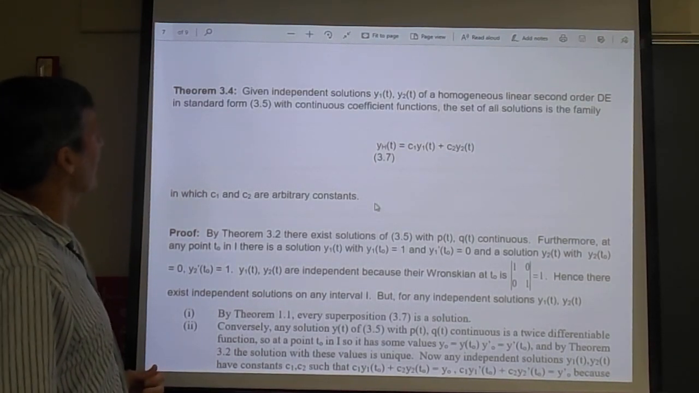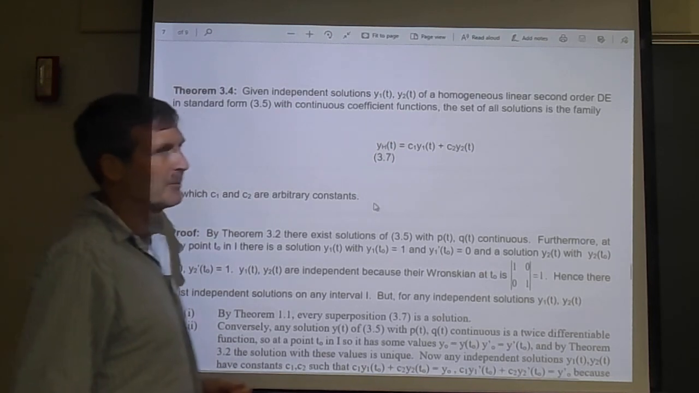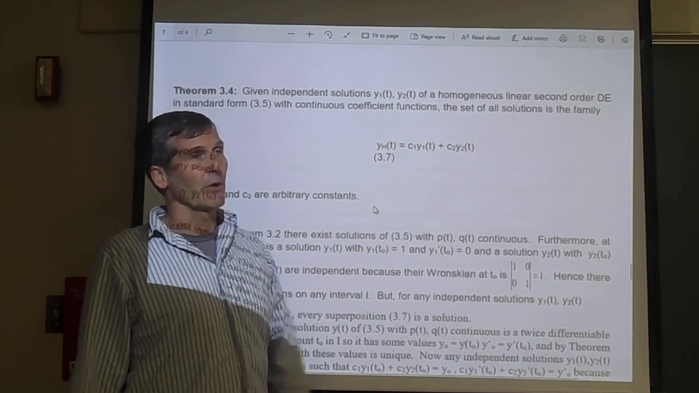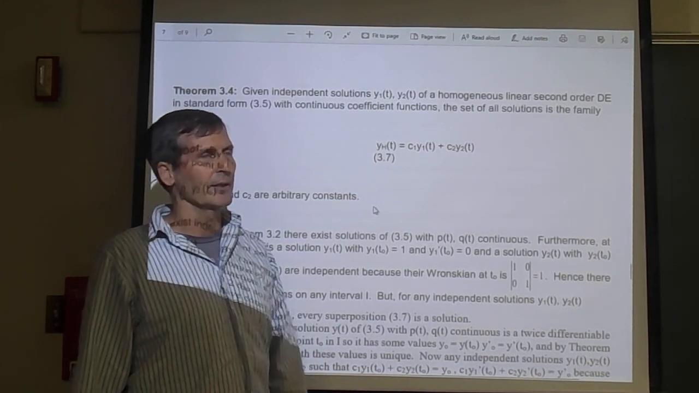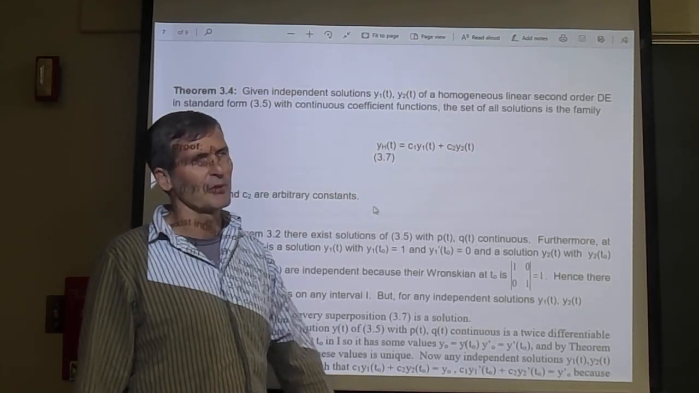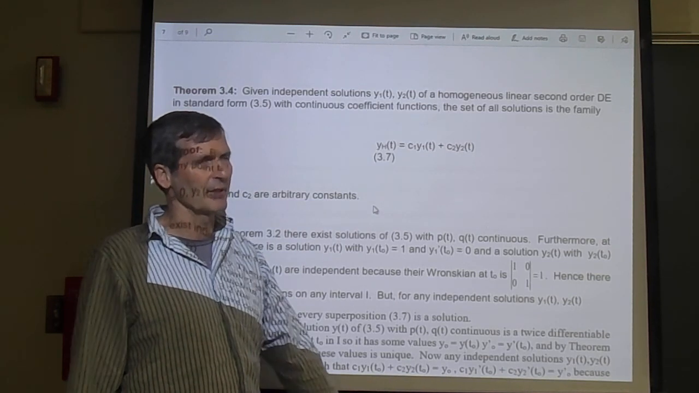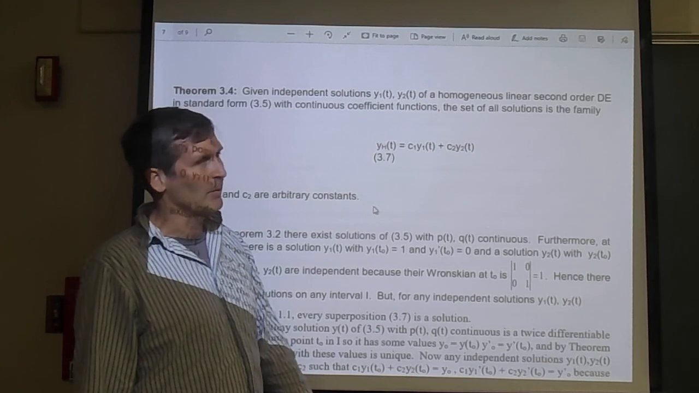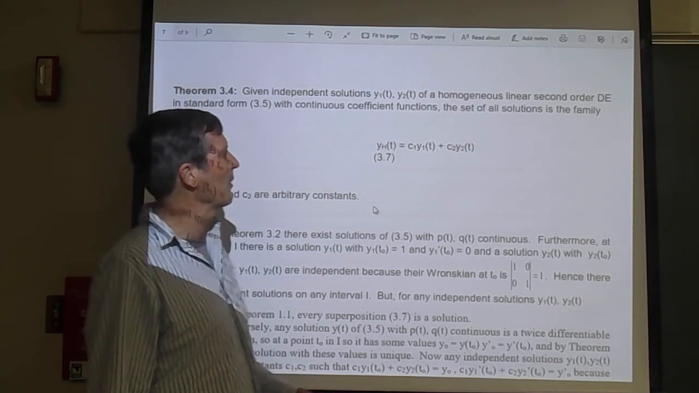All right, so now here's a big theorem. What we're trying to lead up to is how do we solve these things, right? We've been talking about how we can show they're solutions by plugging them in, and that any linear combination, any superposition, is again a solution. And we can show when they're dependent or independent, so what?